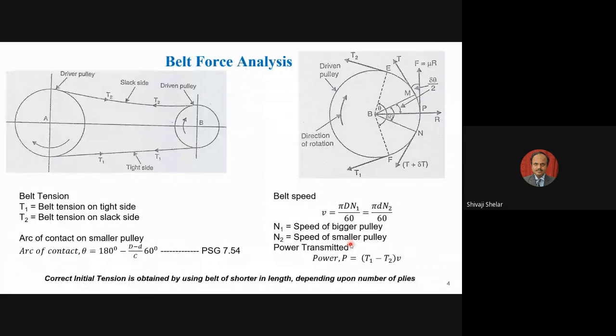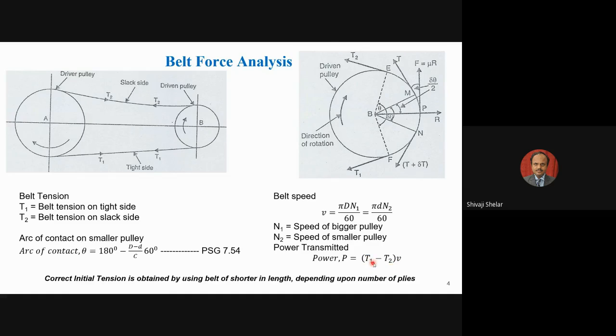Now, the power transmitted will be based on the tension in the tight side and the tension in the slack side. So power will be equal to T1 minus T2, the tension difference between the tight side and slack side, into the velocity. If T1 and T2 are taken in Newton and velocity in meter per second, you will get the power transmitted in watt. So for better power transmission, you need to have T1 and T2 correctly. So how will you adjust this T1 and T2?